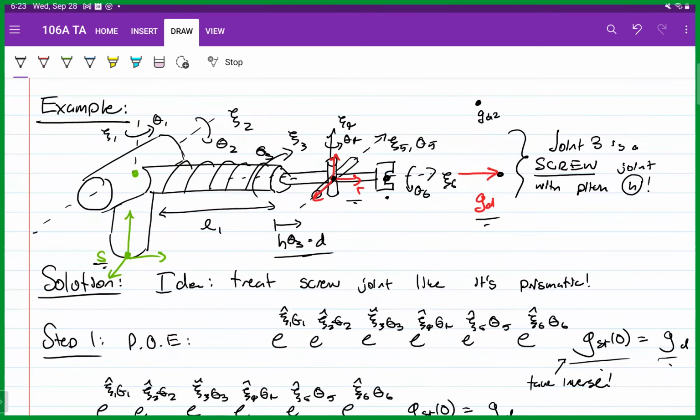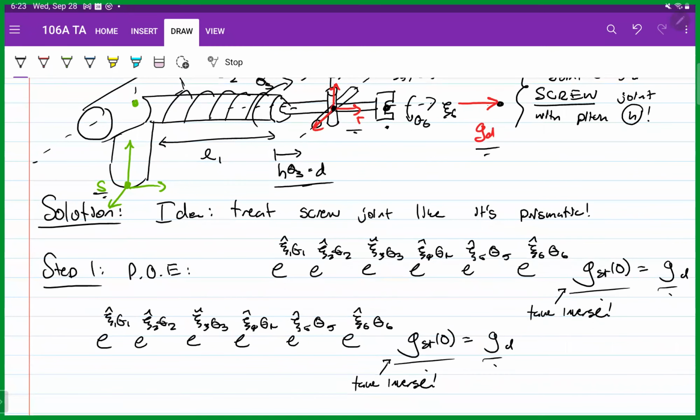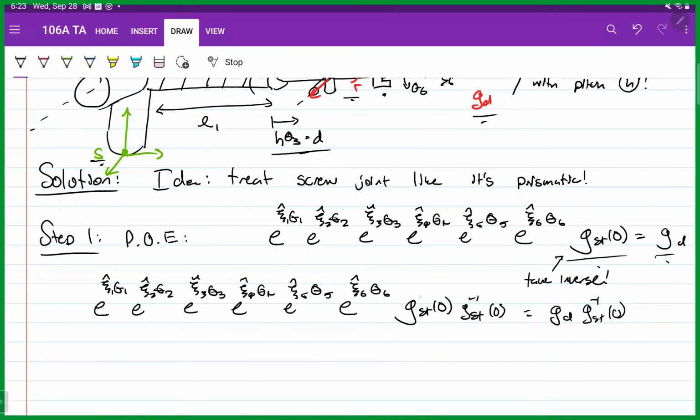Yeah, sure. All right. So we're just going to multiply by the inverse on both sides. And let's see what that gets us. Okay. So we're multiplying this side by GST of 0 inverse equals GD GST of 0 inverse. Right? So this is just going to cancel out and become the identity. So I'm just going to erase this right here, so you don't have to write it on a new line. Bring it up. Okay, cool.